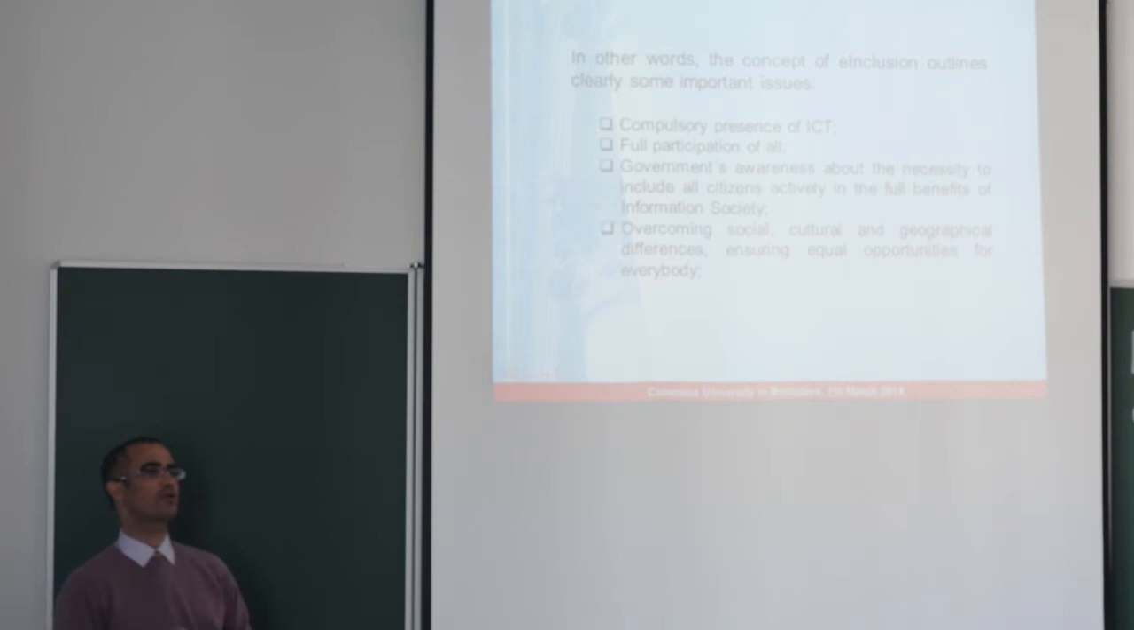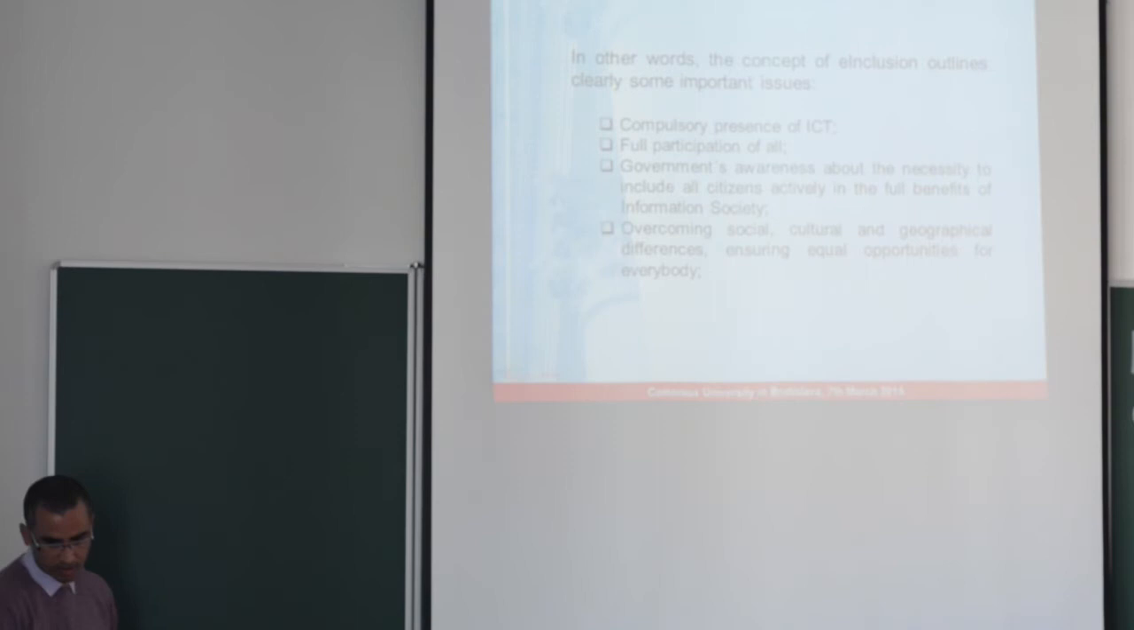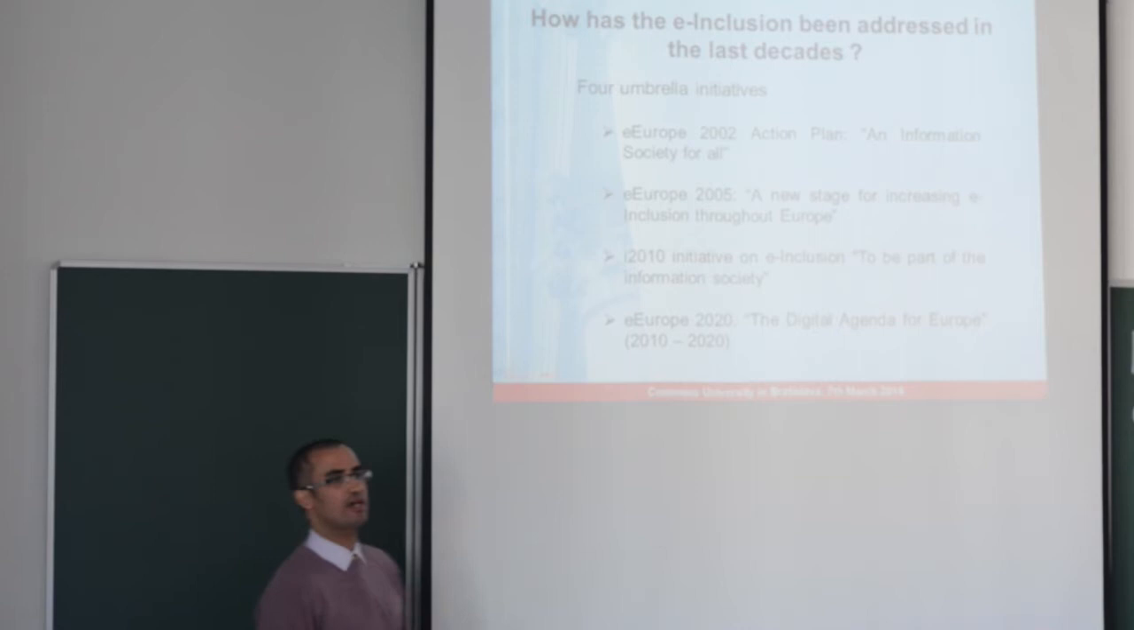Another group that we forgot, and it's good to remark, is ethnic minorities, immigrants. When they move to another country, they don't know the language, and they have to integrate with the society. Overcoming social, cultural, and geographical differences, ensuring equal opportunities for everybody. Remove access barriers to the electronic information. So, more or less, that is it. Now you have an idea of what inclusion means.